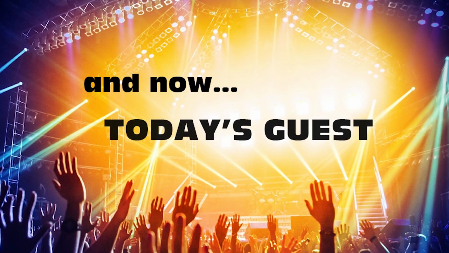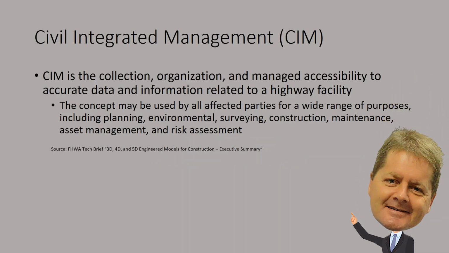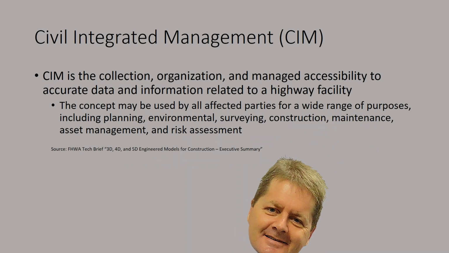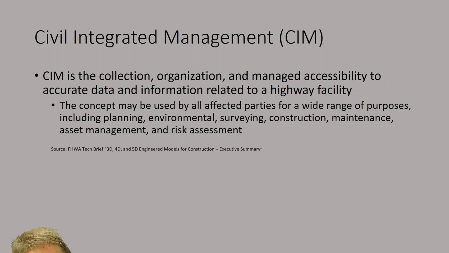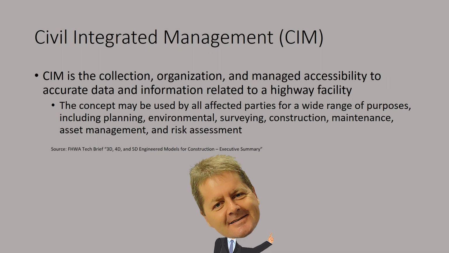And now, today's guest. So I was going to talk about civil integrated management today. Here's the FHWA definition, kind of lengthy. CIM is a collection, organization, and management of accessibility to accurate data and information related to highway facilities. The concept may be used by all affected parties for a wide range of purposes, including planning, environmental, surveying, construction, maintenance, asset management, risk management. So everybody's clear on what CIM is, right?